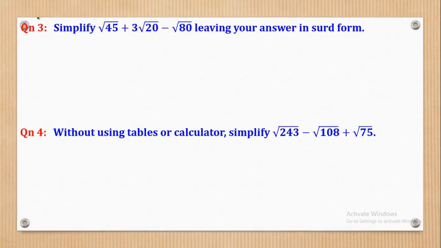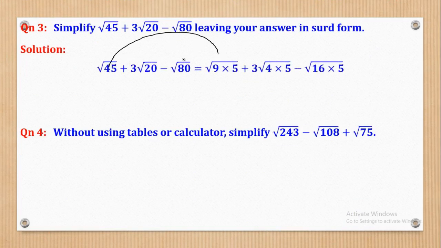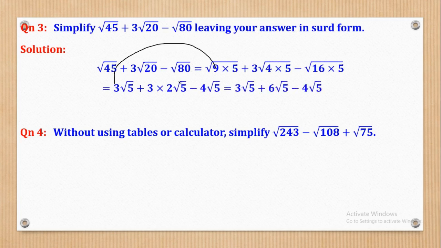Then question 3 says simplify this, leaving your answer in surd form. So still we shall do the same. 45 is the same as 9 times 5, this is the same as 4 times 5, and this is the same as 16 times 5. Therefore 9 is 3 squared, so 3 can come out. 4 is 2 squared, 2 can come out. 16 is 4 squared, 4 can come out.